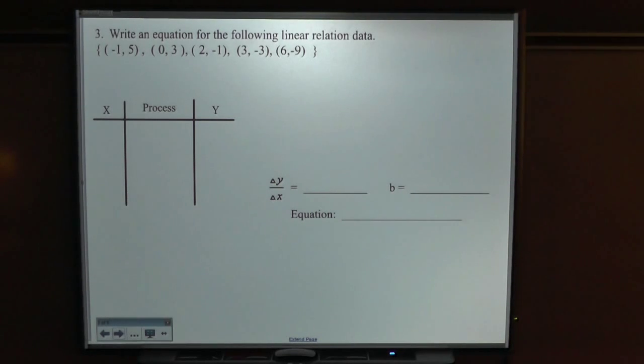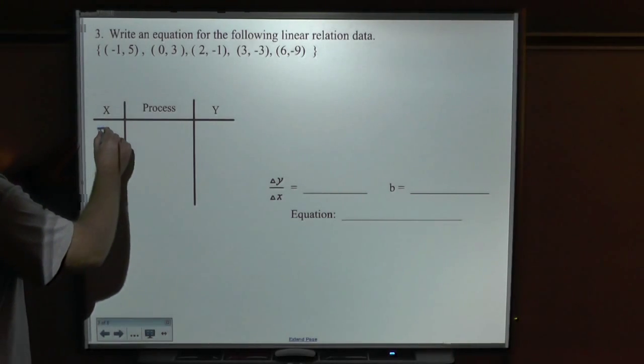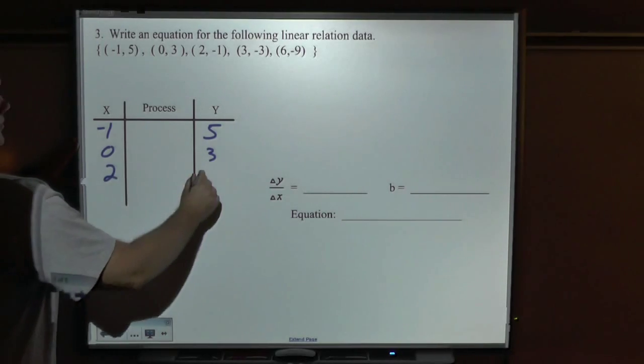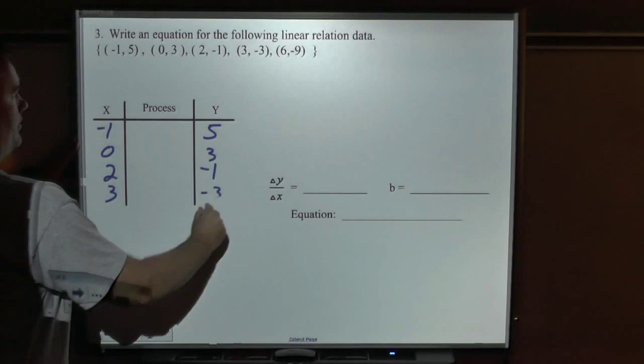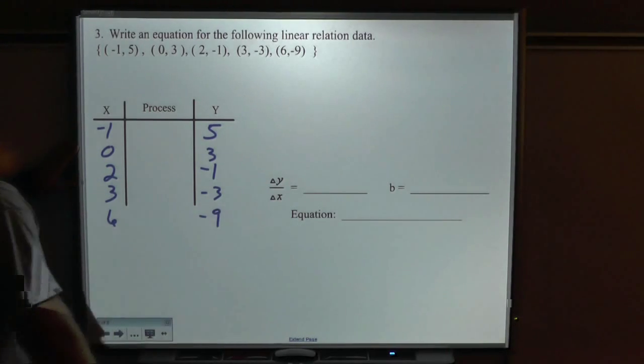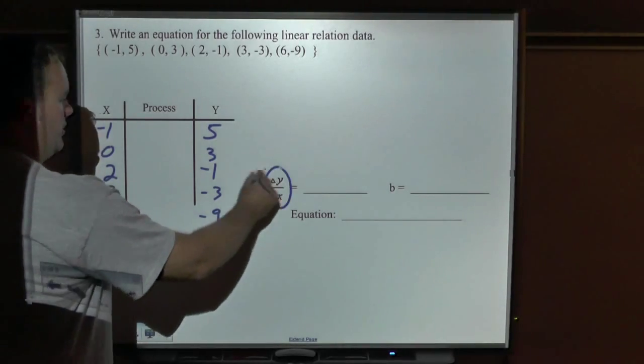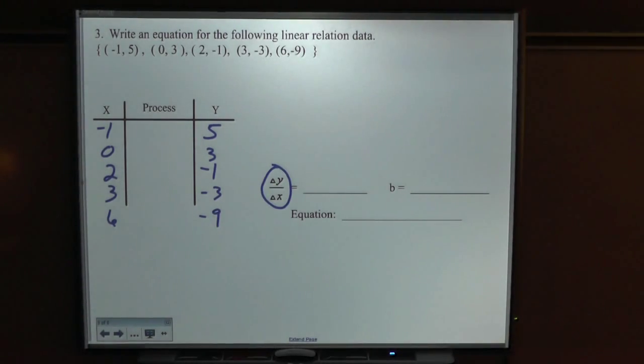Next one. If you're given a set of points, a set of ordered pairs, you still might be asked to write the equation of a line. Well, take those points, put them in table form. 3, -3, 6, -9. You can use these to find this. So again, start off with, you need to find the coefficient and you need to find the constant. Then you can write the equation of a line.